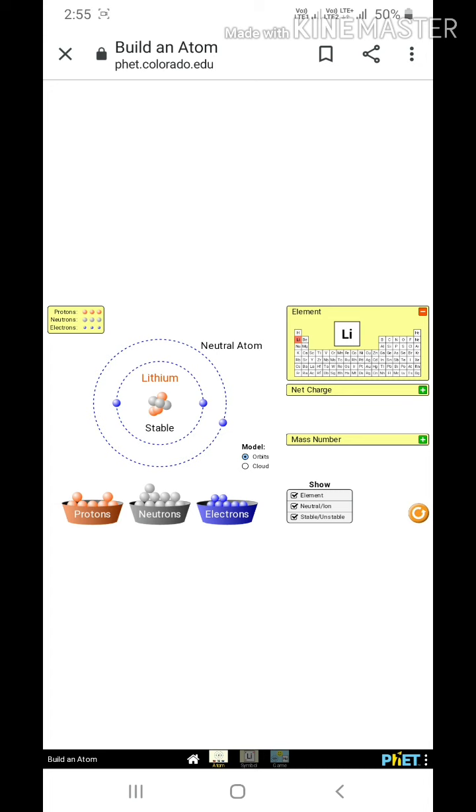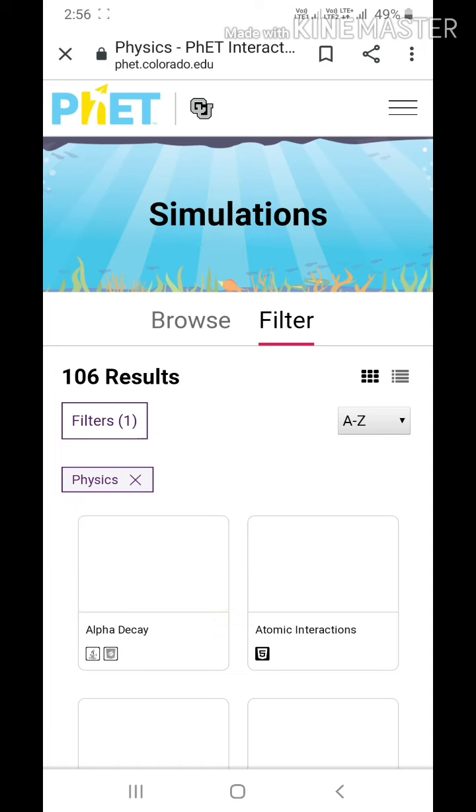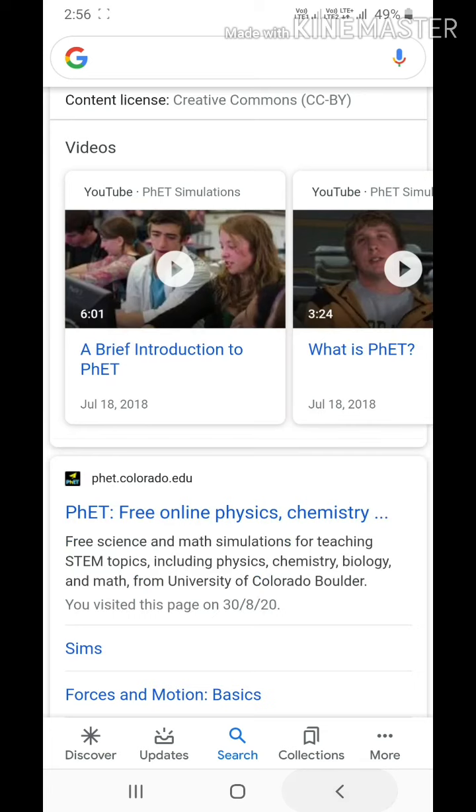So here in the periodic table, the lithium is being highlighted. Adding more and more protons will definitely change the atomic configuration. Now it has become nitrogen, and it is stable. We can add electrons also, so as to make this atom neutral. So we can say that there are so many advantages of using these simulations. Let us explore one more simulation.